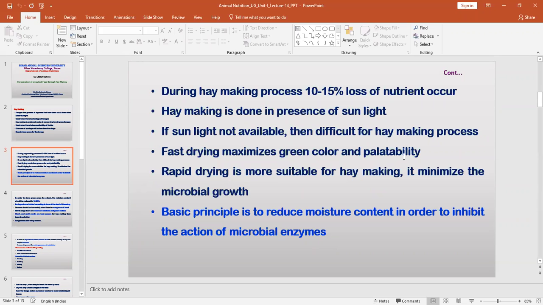And when rapid drying takes place, there is less chance of microbial growth. So to minimize microbial growth, rapid drying in the sunlight should be preferred.